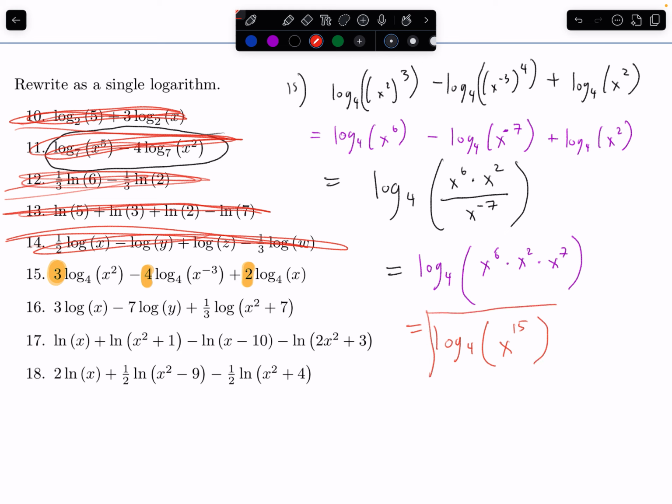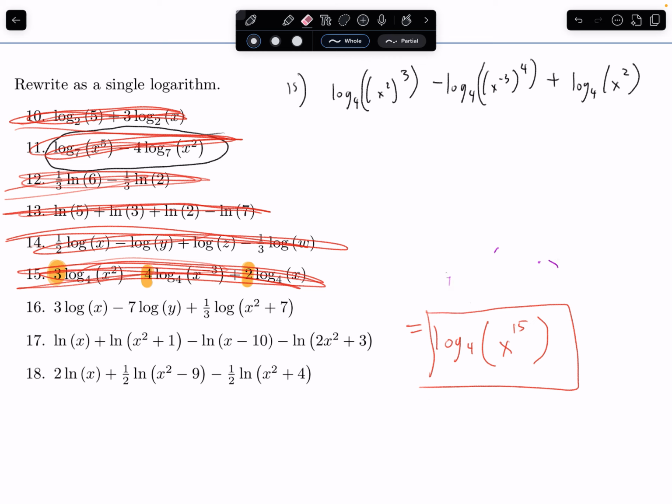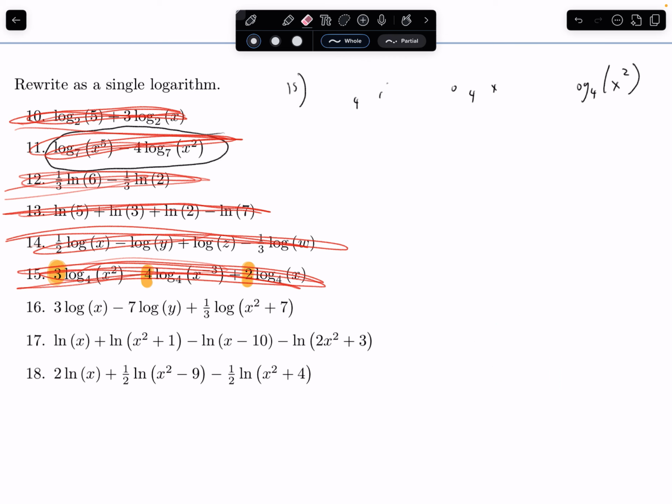So in the end, I have this nice, concise form. It's just log base 4 of x to the 15th. I just wrote it in an unnecessarily convoluted way. Yeah, but you know, when I say that, sometimes that's what happens in real life. When you're trying to solve something for real, or you're trying to prove something, sometimes you have these long convoluted forms, and so you end up having to simplify them, and then sometimes they do really simplify very nicely like that. Okay, 16.